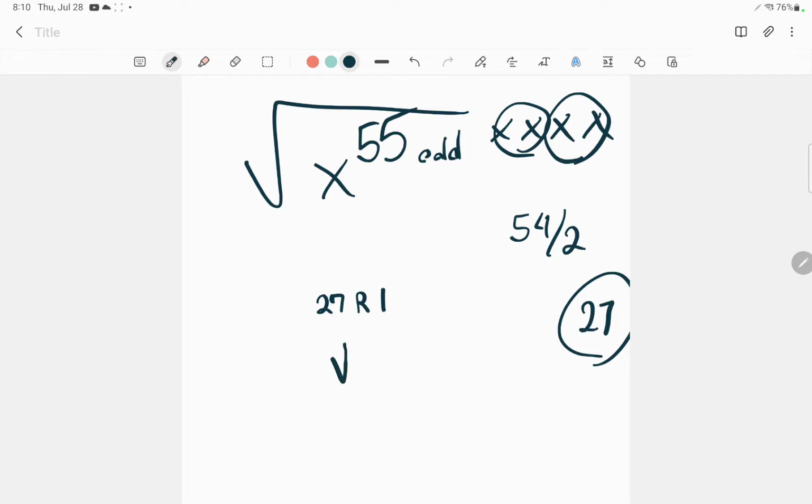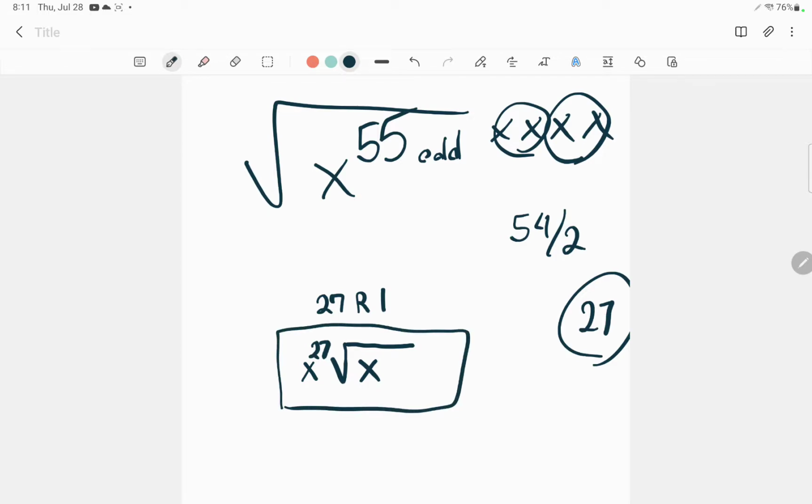So I'm going to write my answer. It's going to be square root. Gonna have x to the 27th power, and that's my answer for that. Square root of x, and that will be your answer. You don't have to do a lot of work.